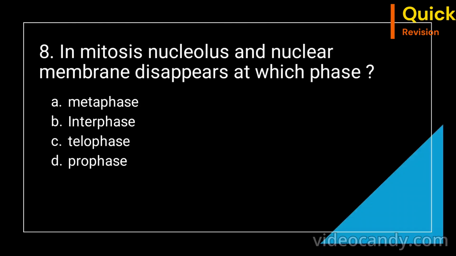Eighth question, in mitosis, nucleolus and nuclear membrane disappear at which phase? Metaphase, interphase, telophase and prophase. So the correct answer is prophase. In the prophase only the nucleolus decreases in size and disappears, and by the end of the prophase the nuclear membrane also disappears.